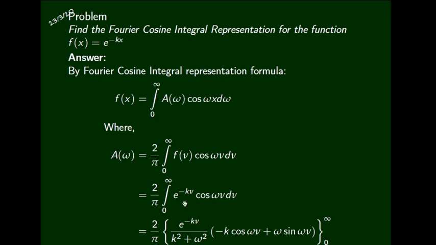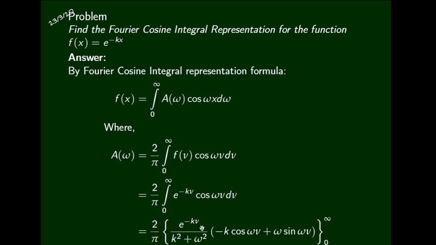As in the previous case, we use the standard result of integration involving e raised to function and cosine. e raised to minus k nu divided by the sum of squares of the coefficients of nu. Here minus k, its square is k square. Here omega, its square is omega square. e raised to minus k nu by k square plus omega square into minus k into cos omega nu, plus omega into the integral of cos, that is sine omega nu. The integral of cos is plus sine, so we have plus here.